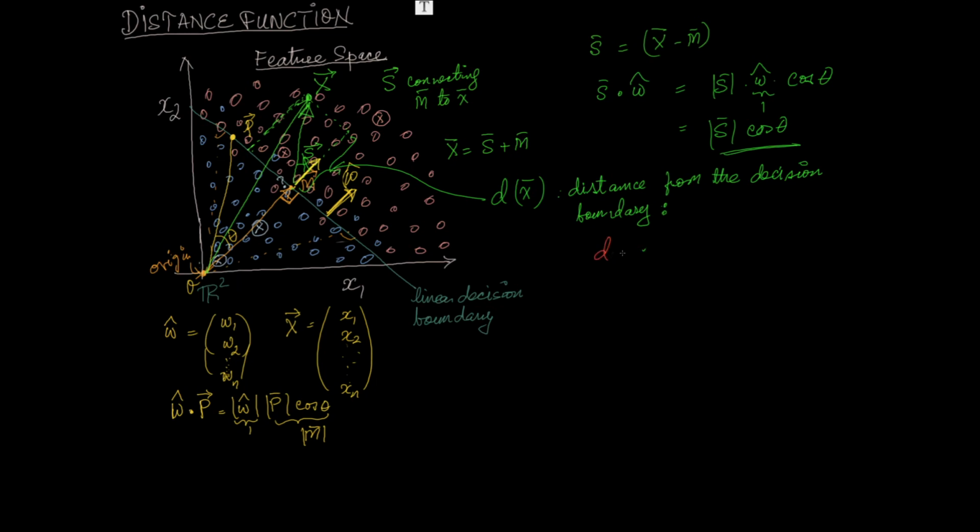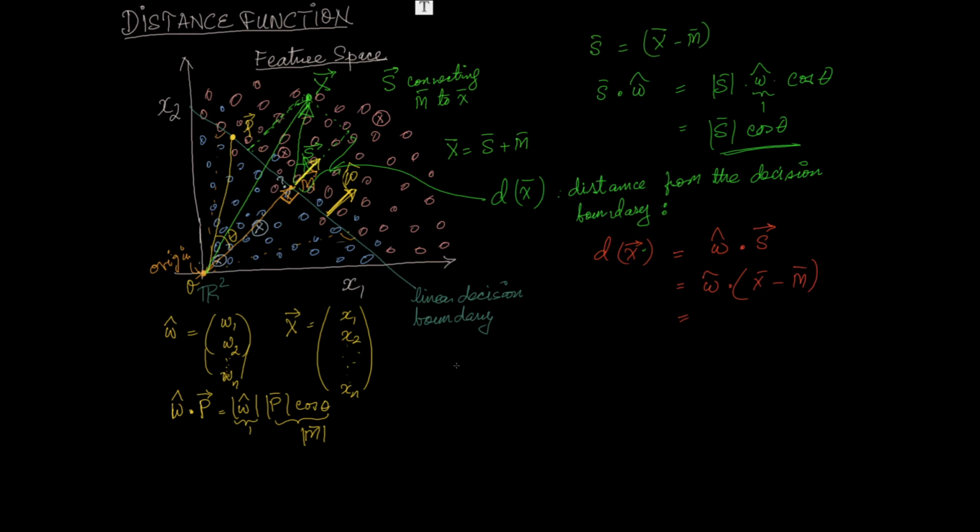The distance of any point in the feature space in R^n from a decision boundary is essentially given by the unit vector perpendicular, or orthonormal, to the decision boundary, dotted with the S vector, which connects the point M, the special point M nearest to the origin, to that point X. Now let's expand it a little bit. This is W hat dotted with X minus M, which is equal to, now here we bring about a little fact.